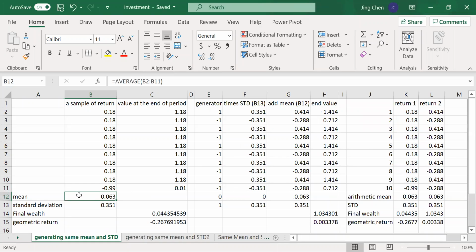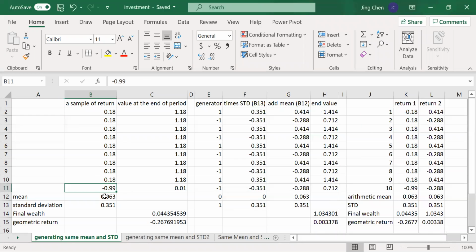Okay, now let's try to generate these two series with the same mean and standard deviation. First, let's look at a simple one. We have a sample return. We have 10 values, from 2 to 11.